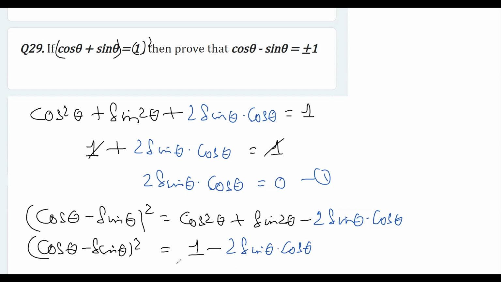So 1 minus 0 is 1, right? That is 1. And this is (cos θ − sin θ) square. If I transpose this square to the other side, it will be under root 1, and under root 1 is plus minus 1. So we'll say this is hence proved, right?